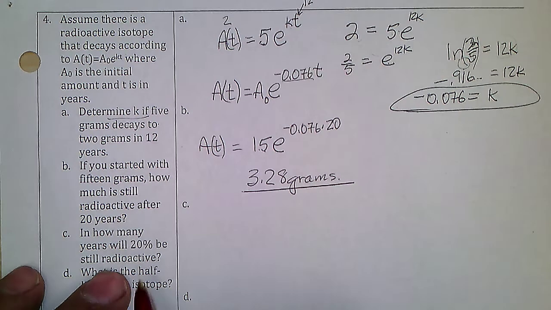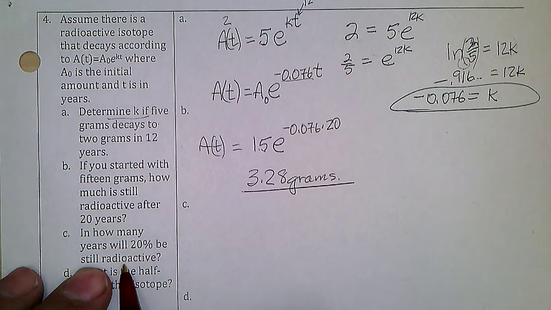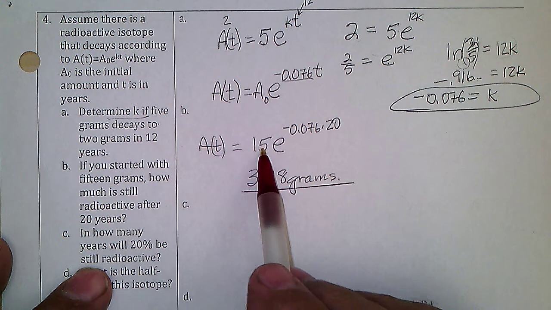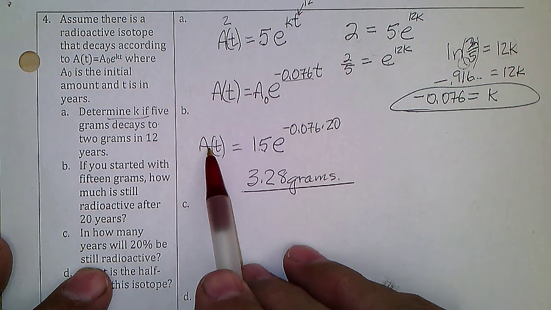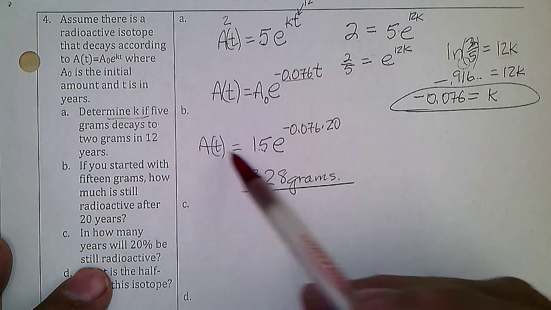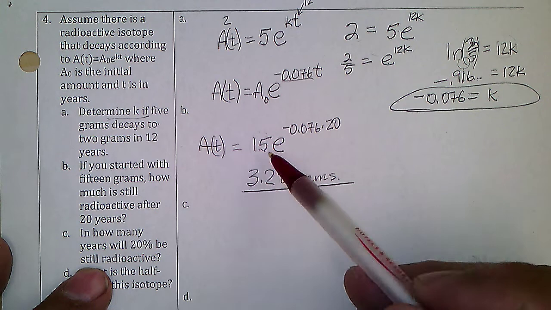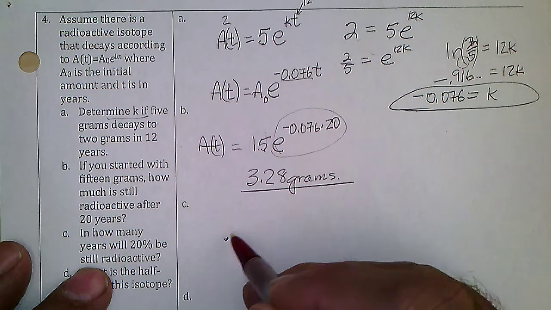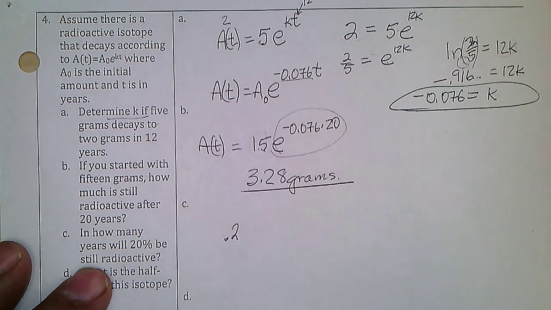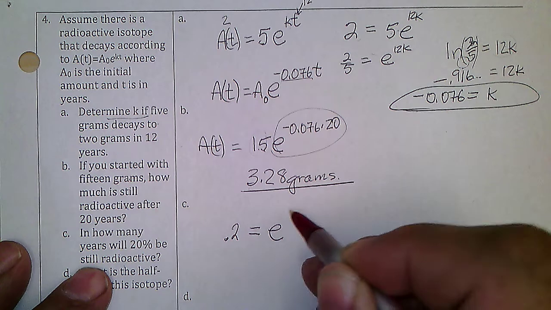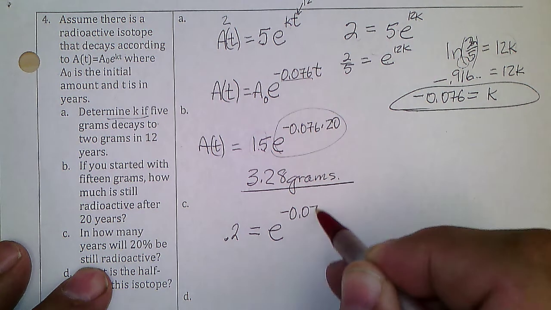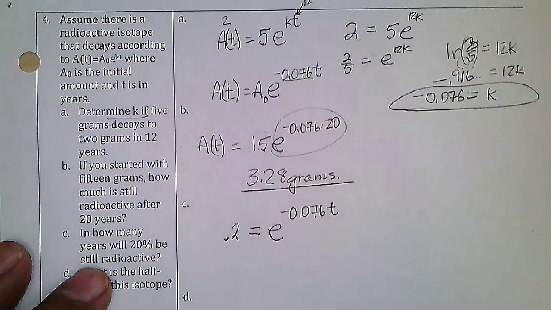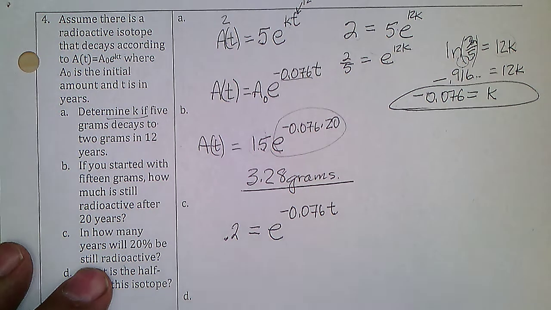In how many years will 20% be still radioactive? Okay, so let's make this easy. I could put 15 here and then 20% of it here and solve for t, but if I want 20% of whatever I start with left, this has to be 20% in decimal, so 0.2 is what 20% is, equals e to the negative 0.076t. And I want to know how many years this would take. So I've got to solve this.